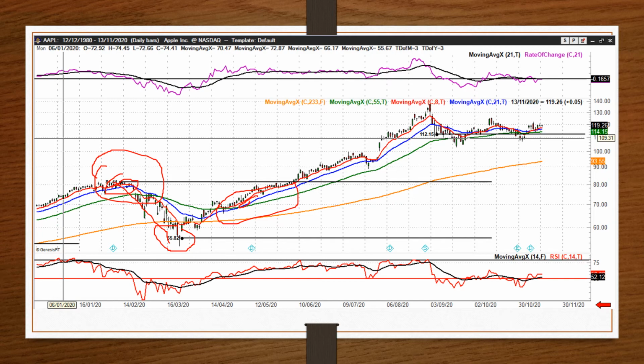So what we're looking for here is a close, not a cross, a close above resistance, and we will put our buy-in just above the candle that closed above resistance. Then the next question you have is, well, where are we putting our stop?